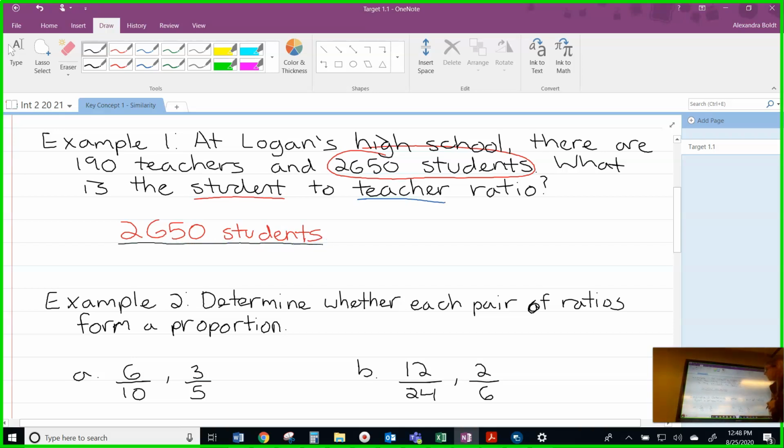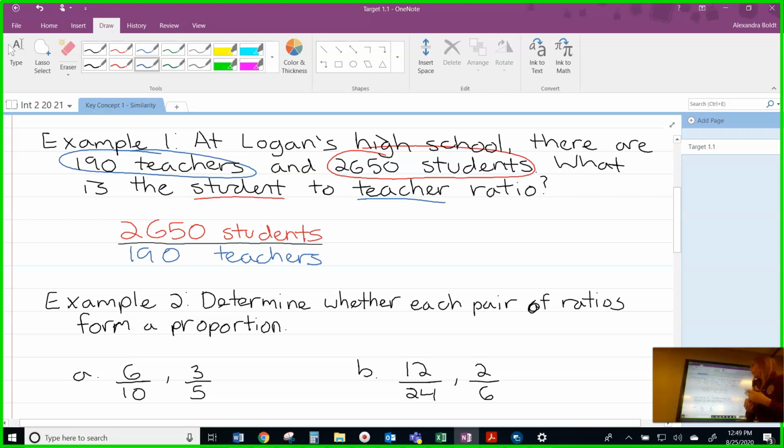It's so laggy. Oh gosh. Okay. And then teacher, there are 190 teachers. I'm going to pretend to write like it's not lagging. Seems to be writing just fine.